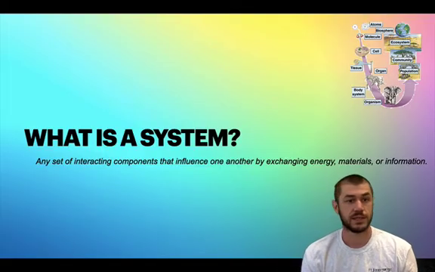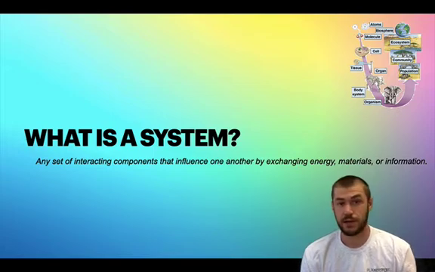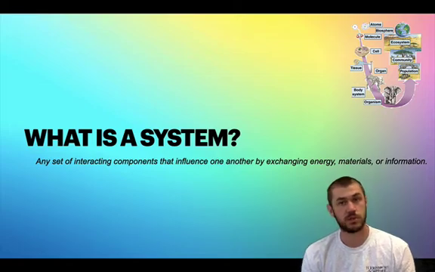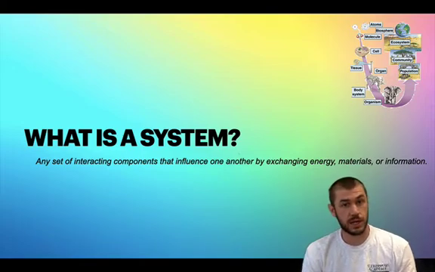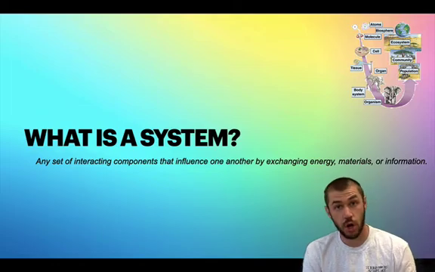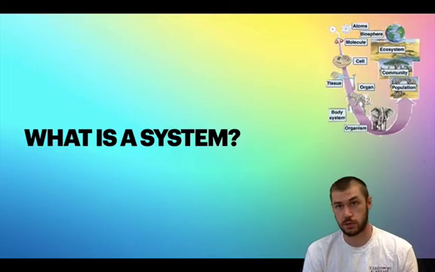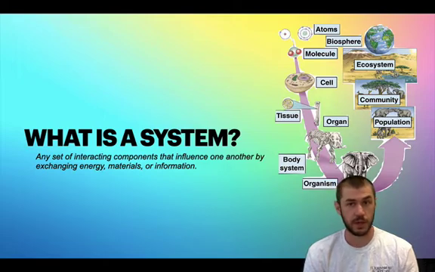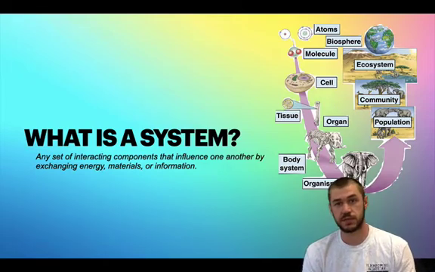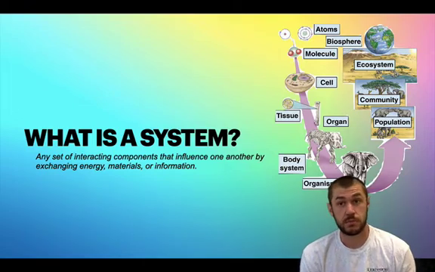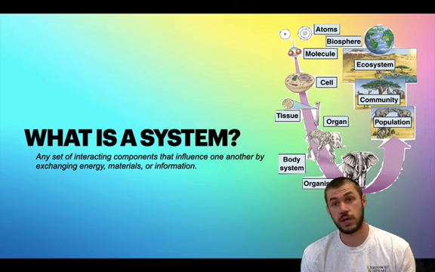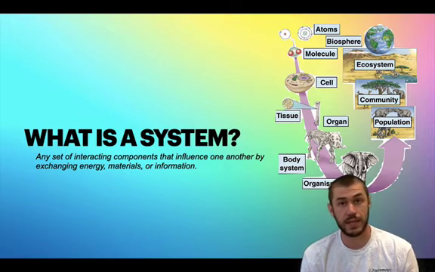So we'll start with what is a system. A system is any set of interacting components that influence one another by exchanging energy, materials, or information. So that could be anything from a computer system or the engine in your car to more biological examples. So an atom would be an example of a system, a cell, a whole organism, the entire ecosystem, biosphere, all the way up and beyond to a galaxy.